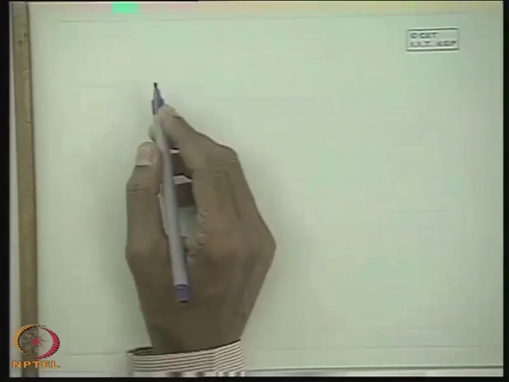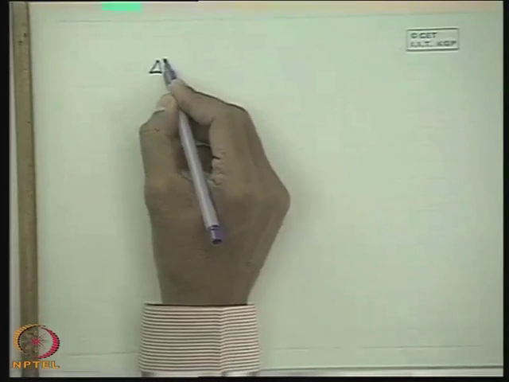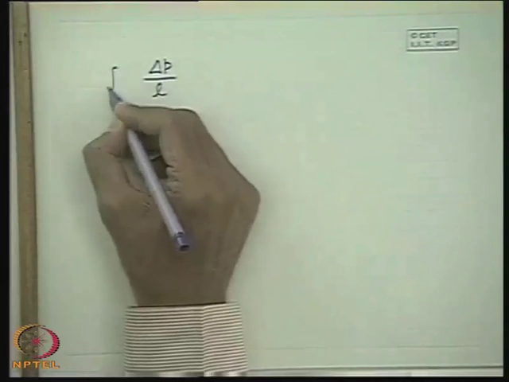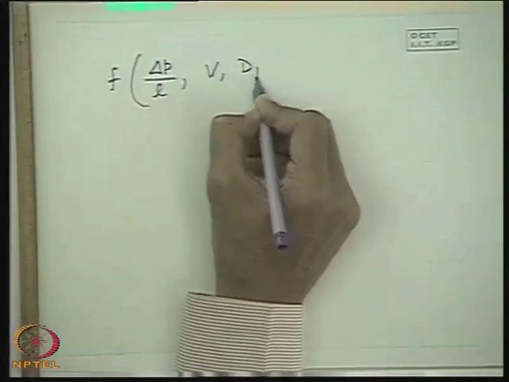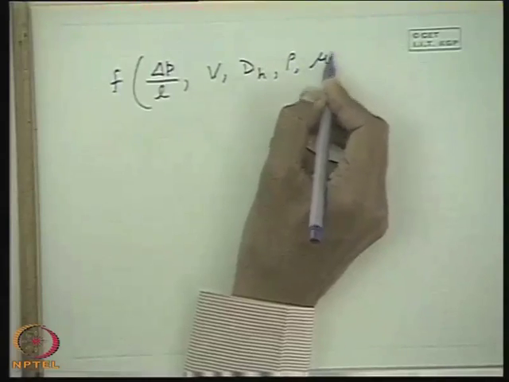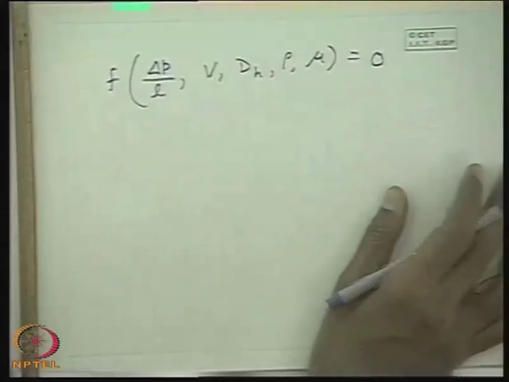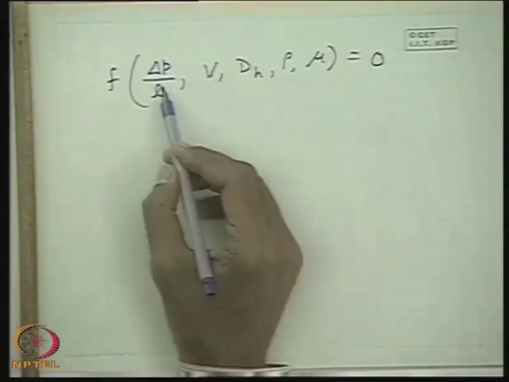Let us describe Rayleigh's indicial method for a pipe flow problem, then only it will be clear. What is the pipe flow problem? We know that delta p by L is a function of D, rho, mu and V. So the first problem which I solved is described by these 5 variables.